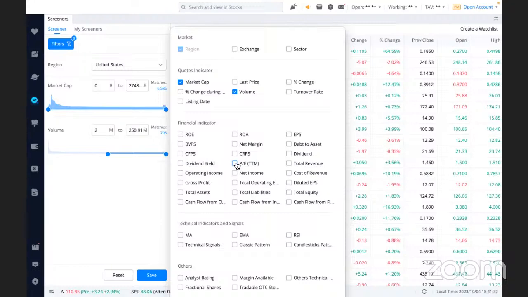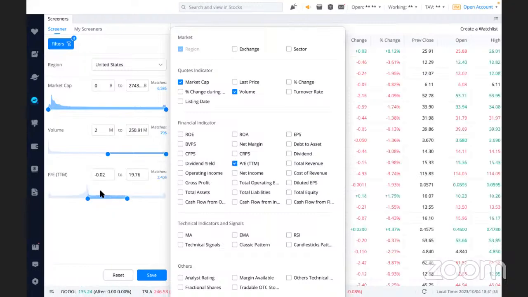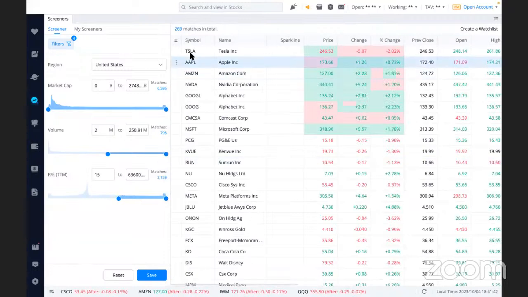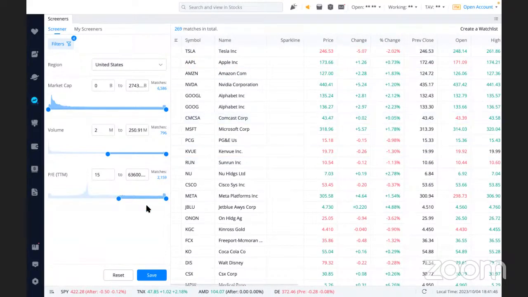So we're going to go ahead and put a forward PE on here, and I'm going to put the forward PE at least 15, and we're going to max it out. Notice we went from 700 down to 269. Okay, we like that. We're cool with that.